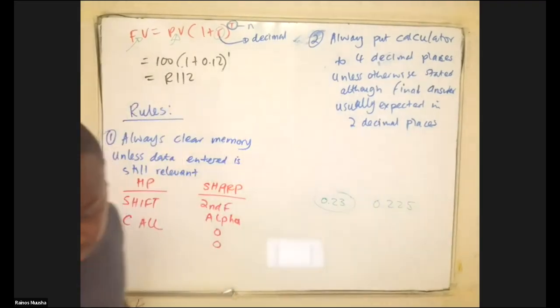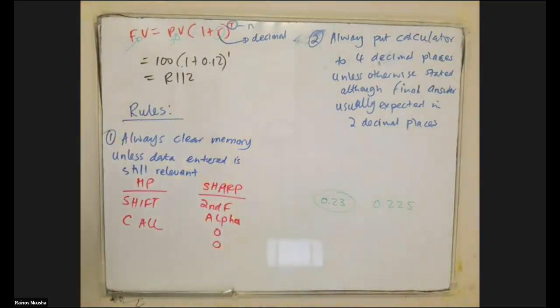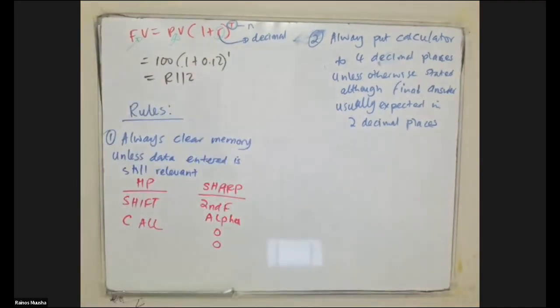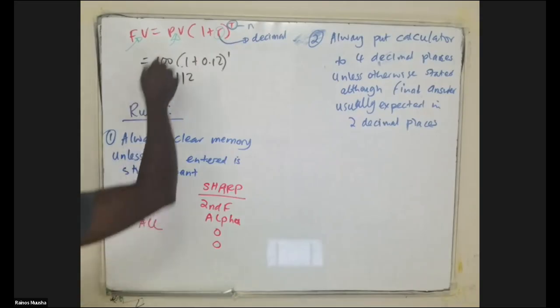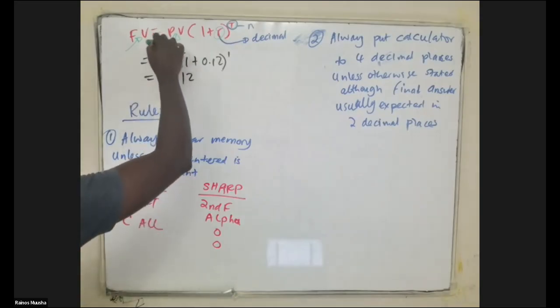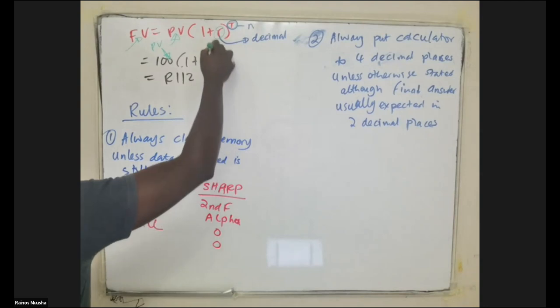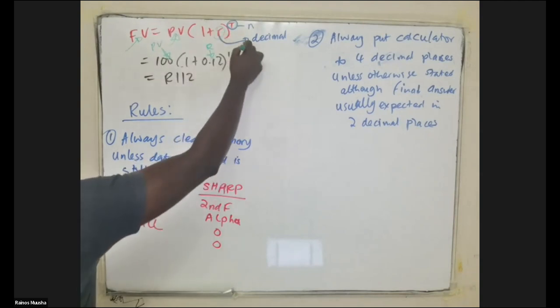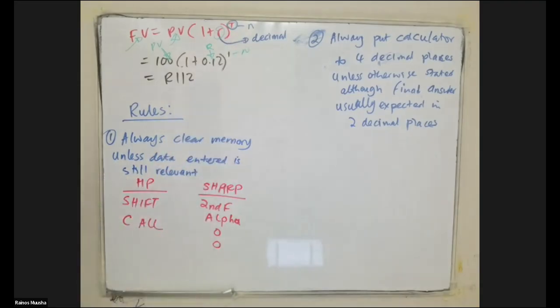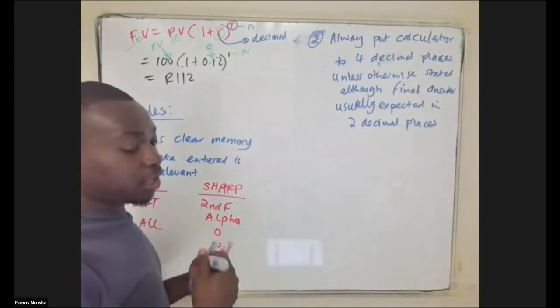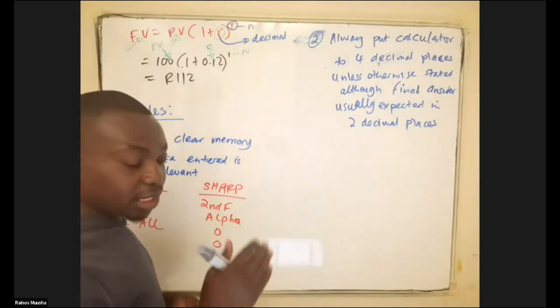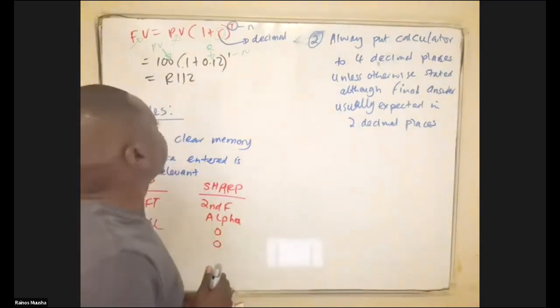Going back to our example, looking at our example, this is the present value. This is the interest. And this is the number of periods. So when you're given such a question and you're using your financial calculator, first enter the data that is given, then you ask the calculator to give you what is being asked for.